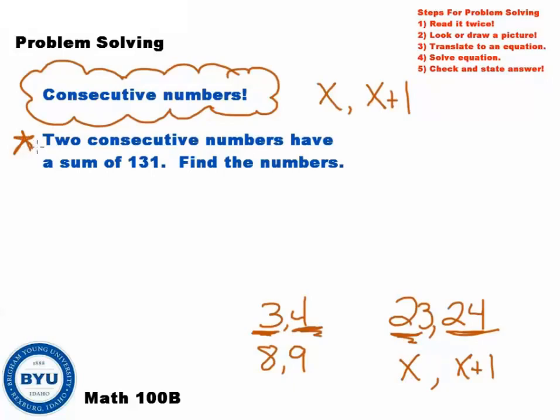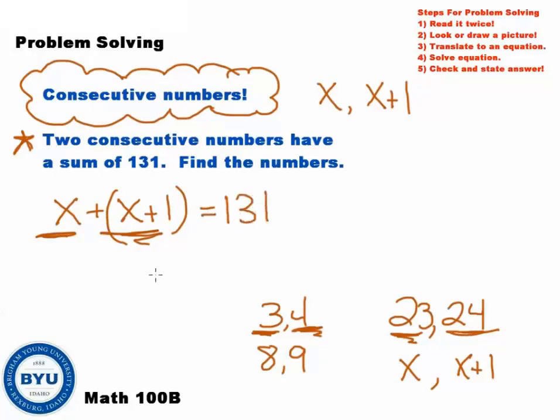It says 2 consecutive numbers have a sum of 131. Find the numbers. Okay, so sum means add. So my consecutive numbers, the first number would be x, and the next number would be x plus 1. Okay, and because it's a sum, we use addition. So again, this is the first number, this is the second number, and we know they add up to 131. Well, now we can just combine like terms and solve. x plus x is 2x, plus 1 equals 131.